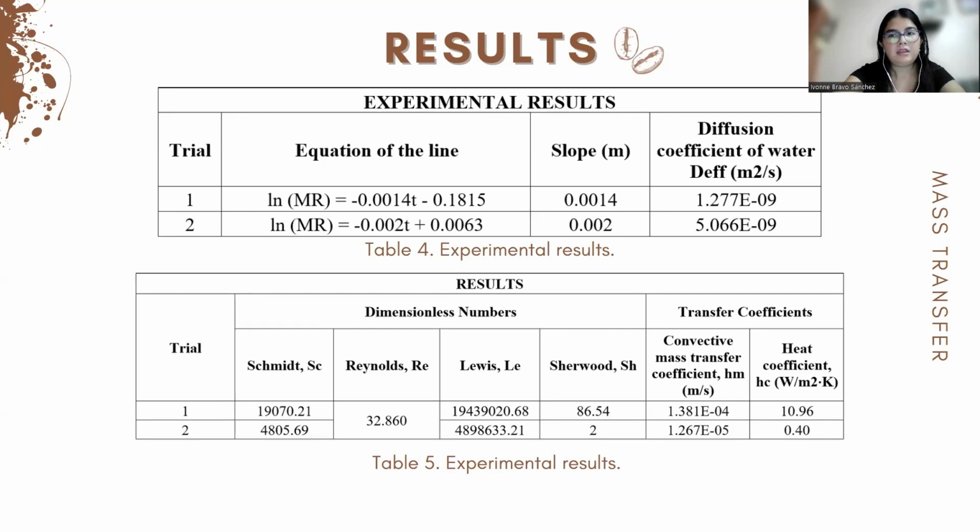In general, if the mass transfer coefficient is very low, it implies that the convective mass transfer between the surface and the fluid is limited. Conversely, if the heat transfer coefficient is high, as in experiment 1, it means that the convective heat transfer between the surface and the fluid is efficient and rapid.